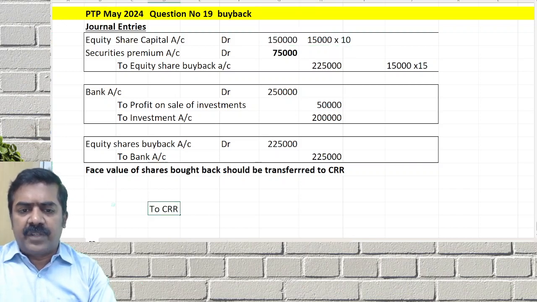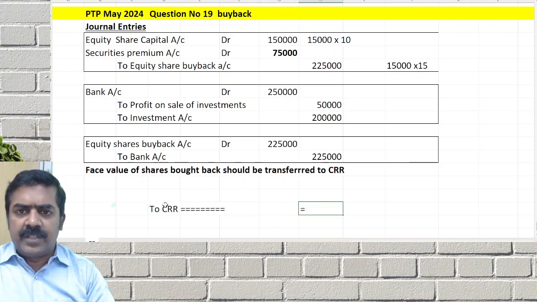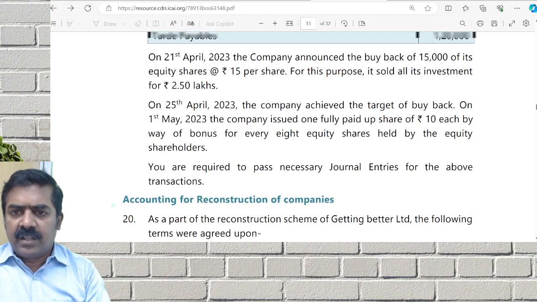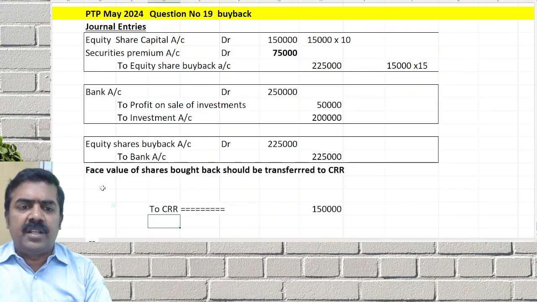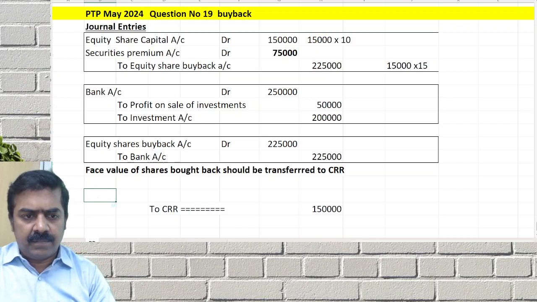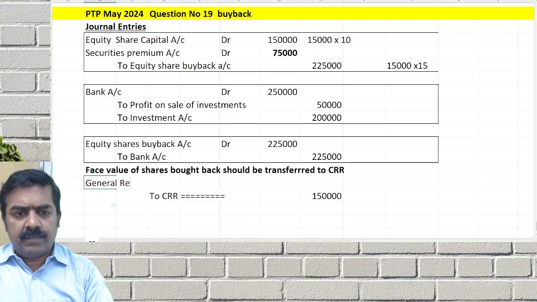We have not made any fresh issue for the purpose of buyback. To CRR, we have to create how much? 1,50,000. From where will we create this? Normally, general reserve is used for creating CRR. I hope general reserve is sufficiently available. We can take that. If that is not available, then you can take it from P&L account. General reserve account debit to CRR 1,50,000.